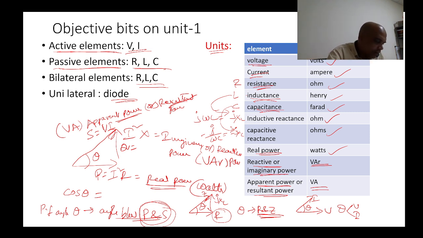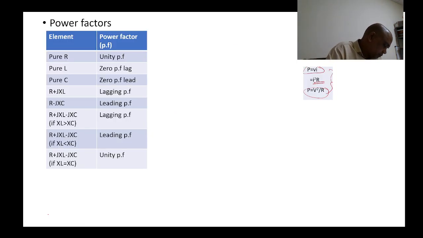So how can you define power factor now? From this, cos theta equals P by S, from this cos theta equals R by Z, and from the angle between voltage and current, V by I. Clear? So these are the different topics. Next, power factors.